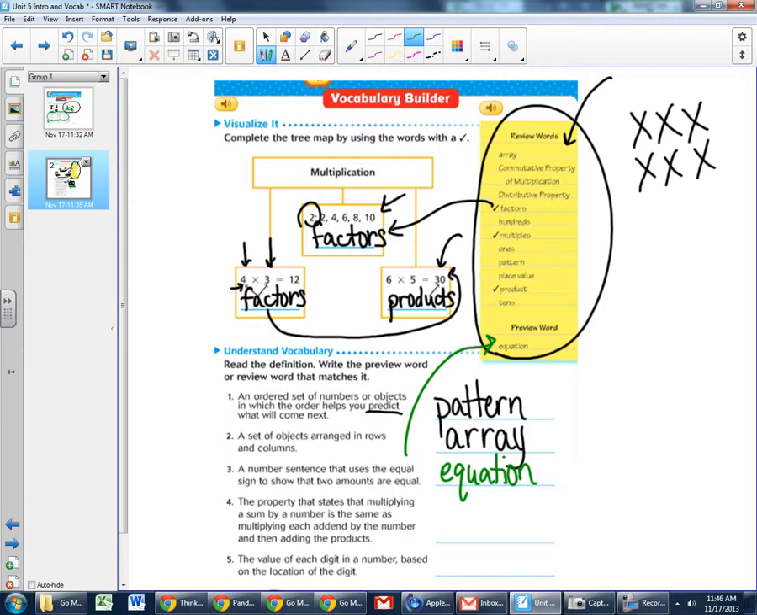Number 4, a property, so we know that our answer is going to have the word property in it, that states that multiplying a sum by a number is the same as multiplying each addend by the number and then adding the products. So again, if we did 2 times 8, we know that that's the same as 2 times, breaking this one apart, 6 plus 2. If you remember me doing that just a few minutes ago, you know that that one is the distributive property. We did quite a bit of work with that in the last chapter.